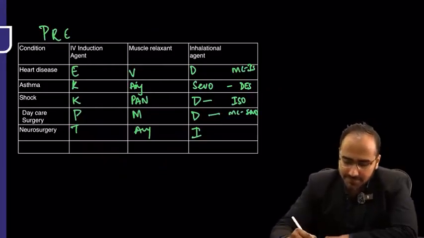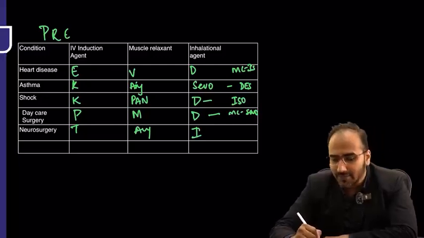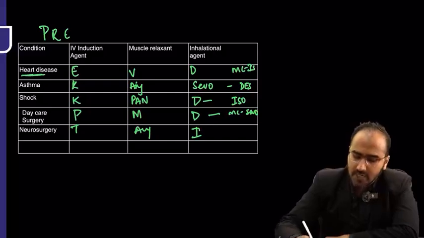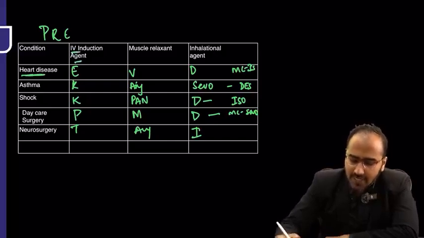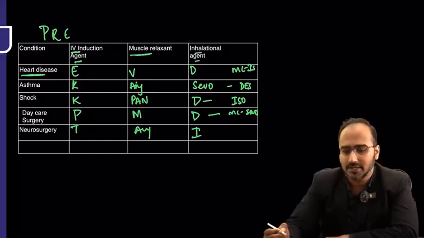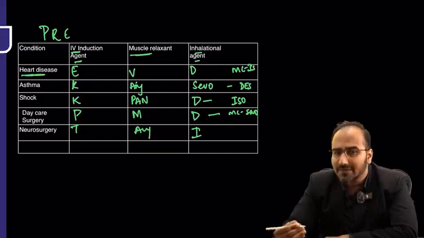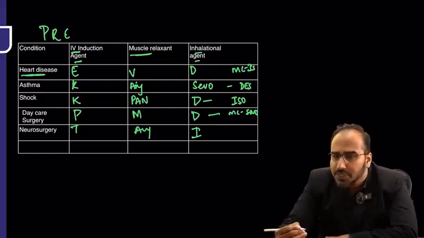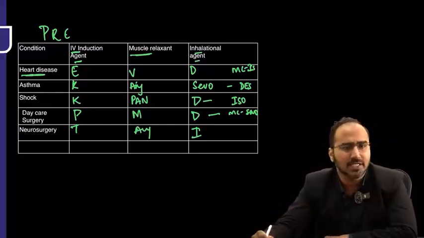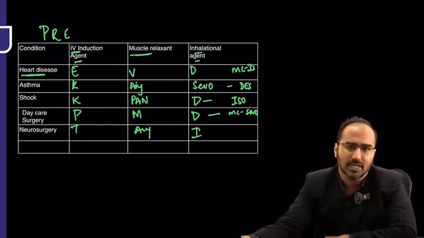Now guys, look over here. In this slide, what we are having is a patient suffering with heart disease: which is the IV induction agent that we need to give, which is the muscle relaxant, and which is the inhalation agent. Okay? Remember, whenever a person suffering with heart disease is posted for surgery under general anesthesia, we have to give general anesthesia in 4 phases: pre-ops, induction, maintenance, reversal.